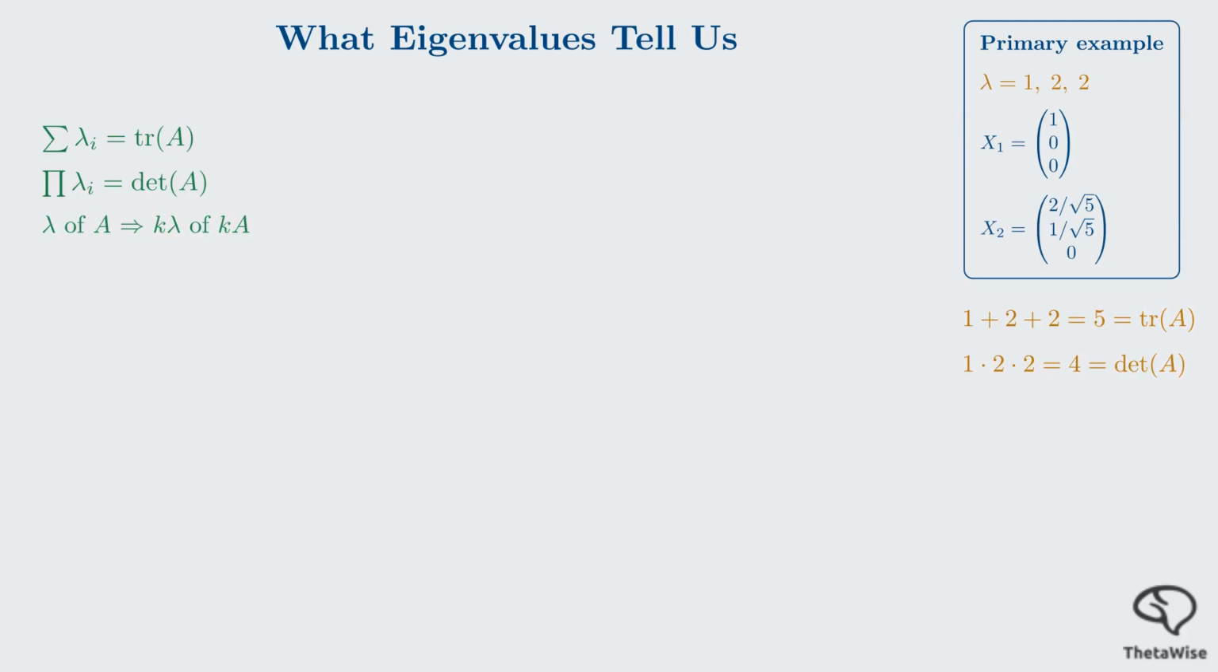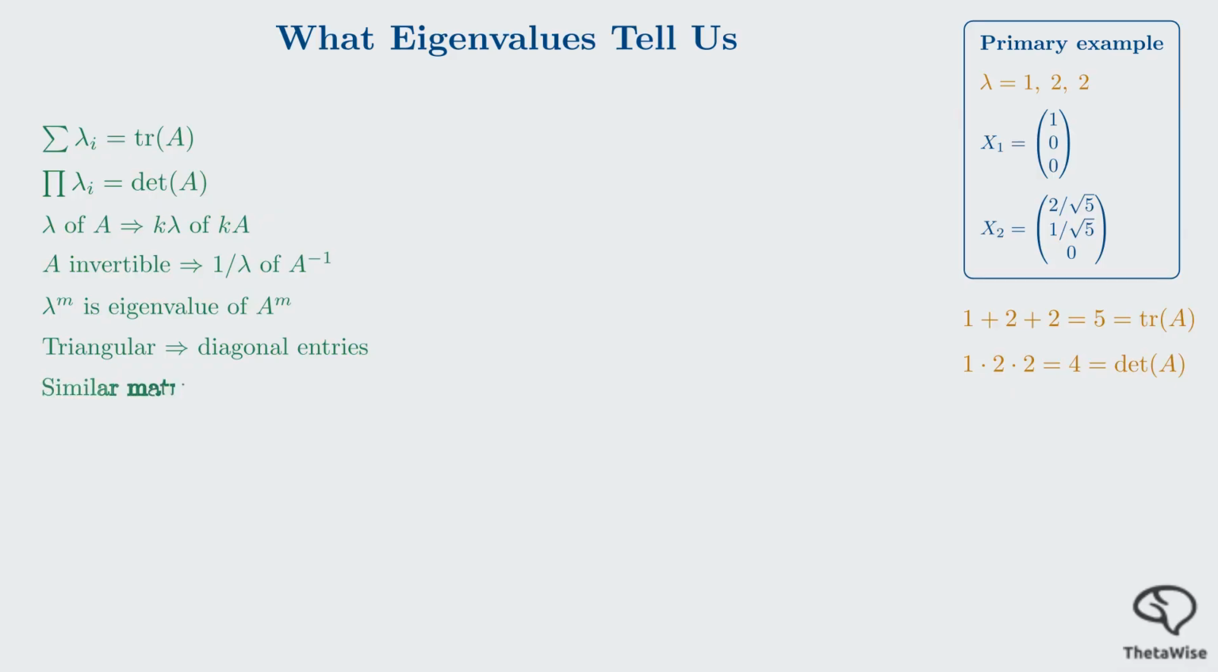If lambda is an eigenvalue of A, then k lambda is an eigenvalue of kA. If A is invertible, 1 over lambda is an eigenvalue of A inverse. If m is a positive integer, lambda to the power m is an eigenvalue of A to the power m. A diagonal, upper triangular or lower triangular matrix has its diagonal entries as eigenvalues. Similar matrices have the same eigenvalues, which is why diagonalization is useful later.